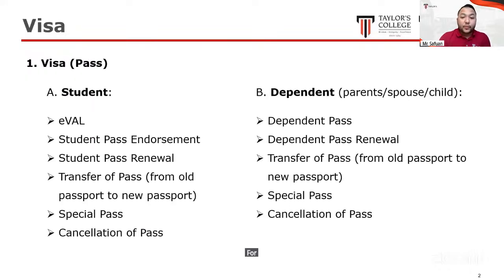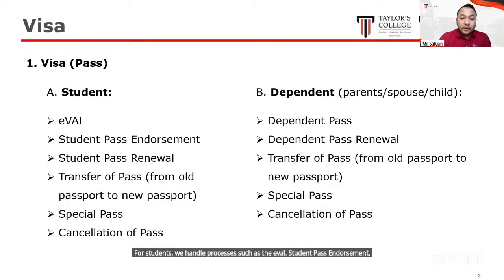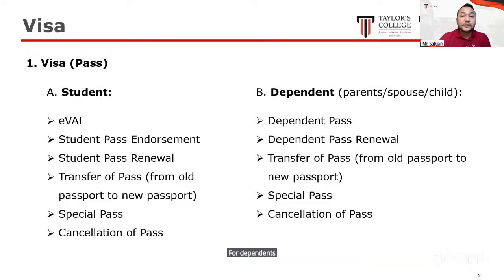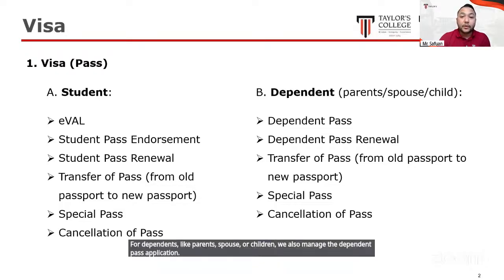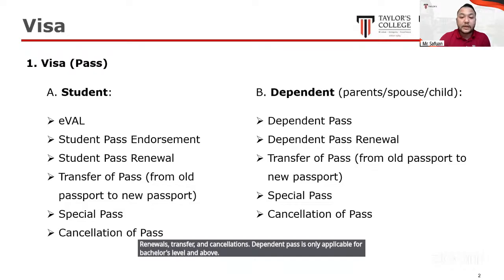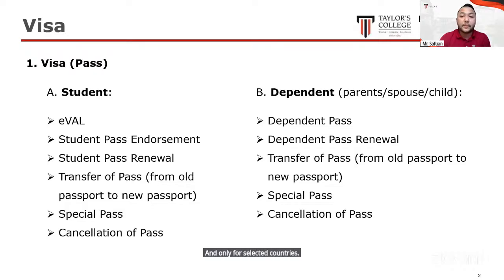For students, we handle processes such as the eVAL, student pass endorsement, renewals, transfer endorsement of pass from old passport to new passport, special pass, and cancellations. For dependents, like parents, spouse, or children, we also manage the dependent pass application, renewals, transfer, and cancellations. Dependent pass is only applicable for bachelor's level and above, and only for selected countries. So for the dependent pass, it's not for all the students. If you want to check, you can just refer to the EMGS website.